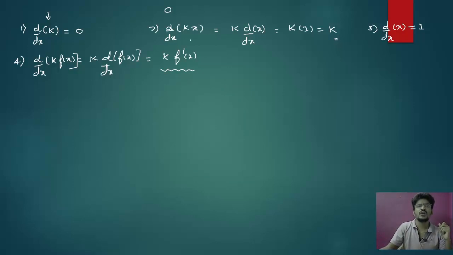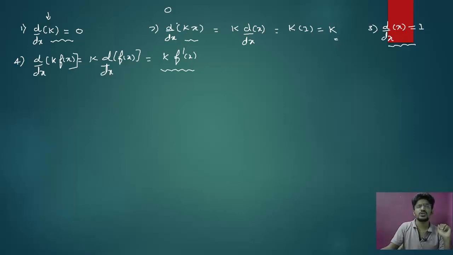Why am I explaining all this? Because most of the students know that differentiation of a constant term is 0, and they see that here it is constant into x, and they directly write it as 0 because they know that differentiation of a constant term is 0. Don't do that. It is k into x.